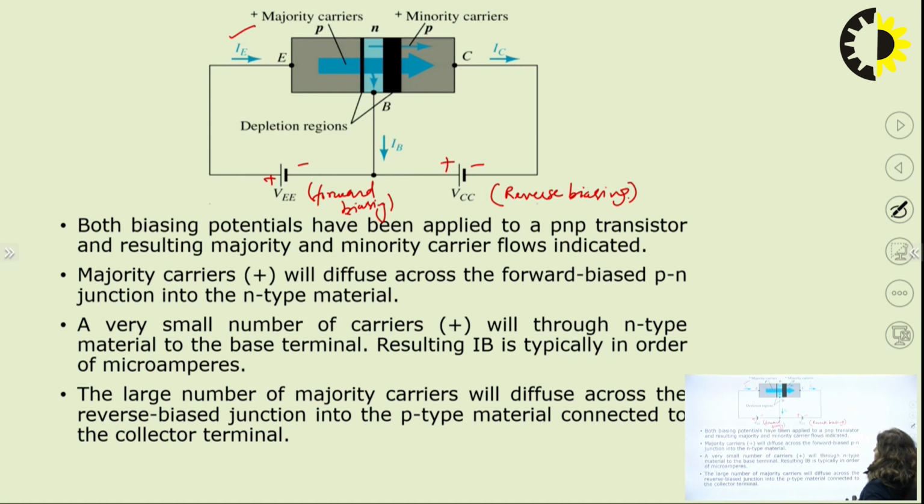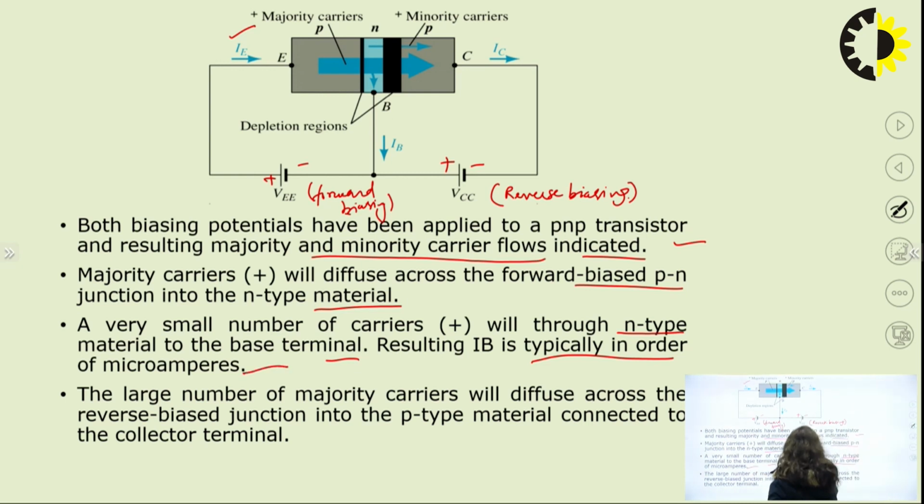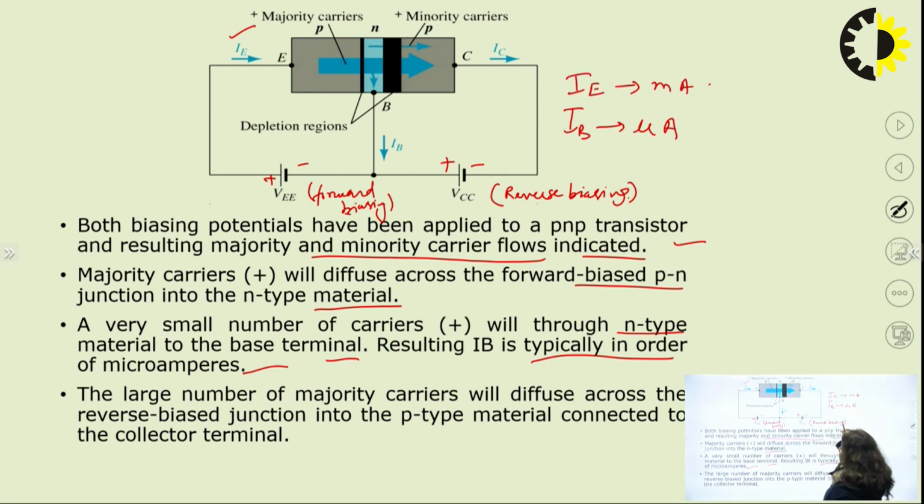Both biasing potentials have been applied to a PNP transistor and it results in the majority and minority carrier flows indicated. Majority carriers will diffuse across the forward biased PN junction into the N type of material. A very small number of carriers will flow in the N type material to the base terminal, so IB is typically in the order of microamperes. Here IB is in microamperes, IE is in milliamperes. Because we have given forward biasing to the emitter base junction, obviously this current IE is maximum, and IB is very much less.